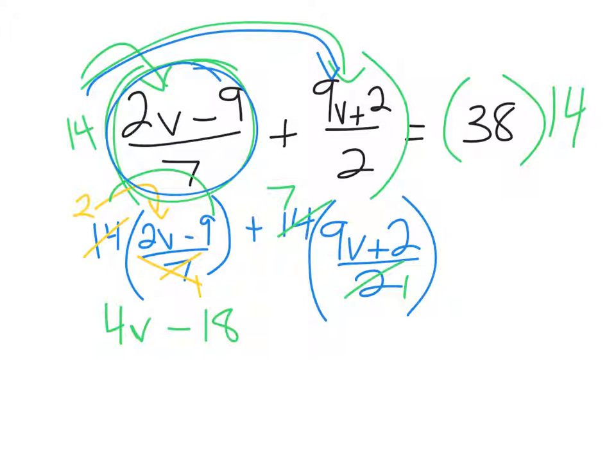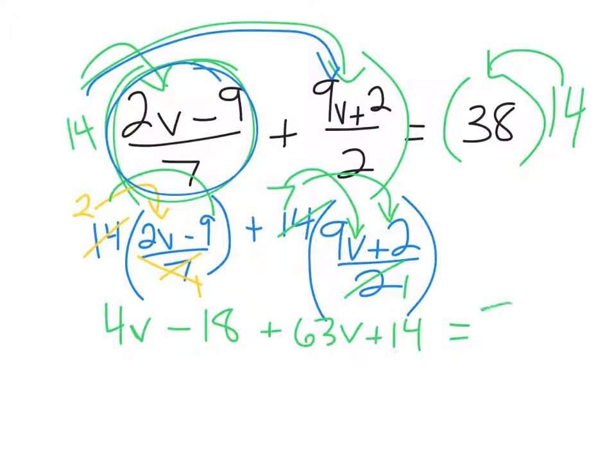So now the 7 gets distributed, so it's 7 times 9v, which is plus 63v, and then 7 times 2 would be plus 14. And then over on the other side, we have 38 times 14. That has to be multiplied as well. And that would be 532.